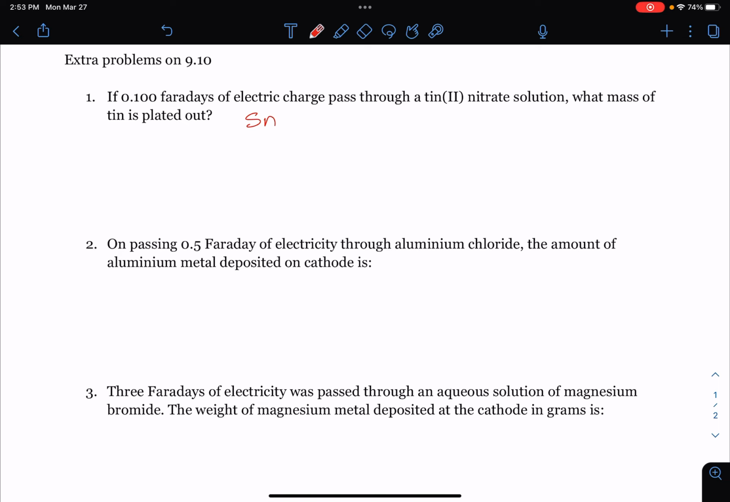The 2, or Roman numeral 2, means tin has a 2+ charge. Nitrate, you just need to have memorized, has a 1- charge. So therefore, tin(II) nitrate is Sn(NO3)2, with a 2 on the outside of the parentheses.